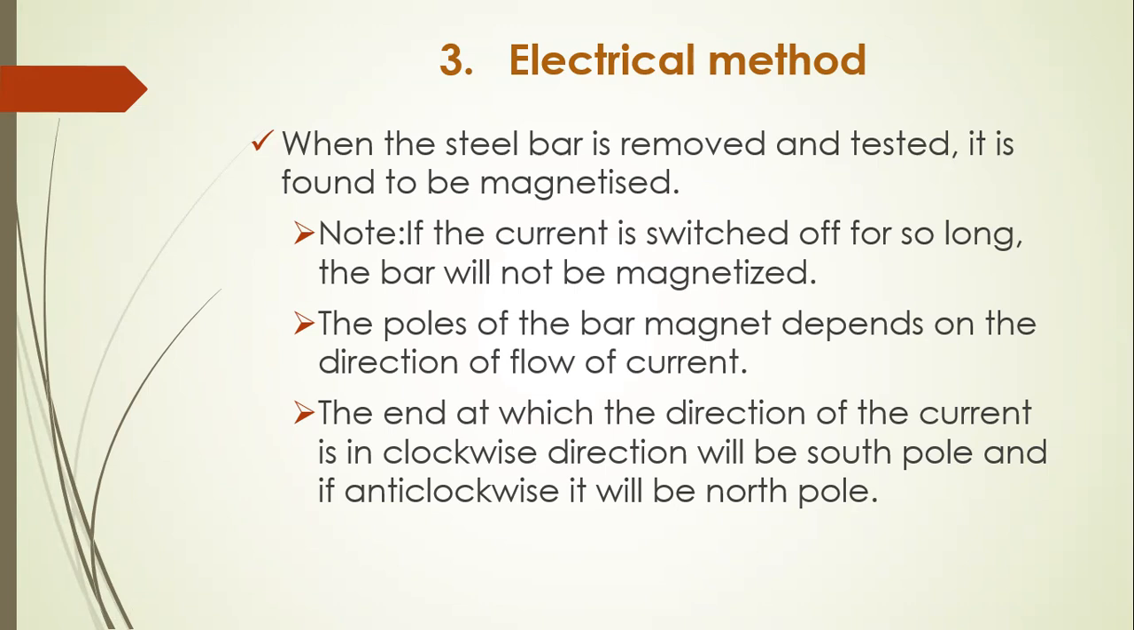Now, the pole of the bar magnet depends on the direction of the flow of the current. So the pole that will be formed in the bar magnet will depend much on the direction of flow of current, which you are trying to induce within a material. Now, the end at which the direction of the current is clockwise will be the south pole, and if anti-clockwise, it will be the north pole.